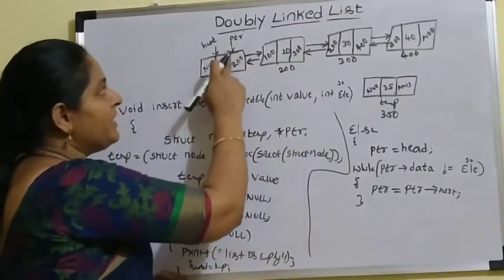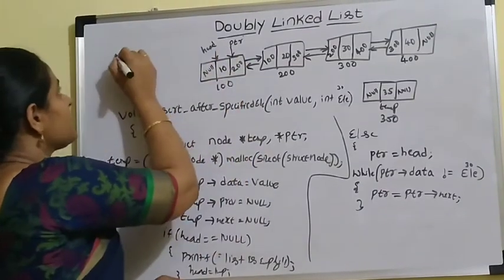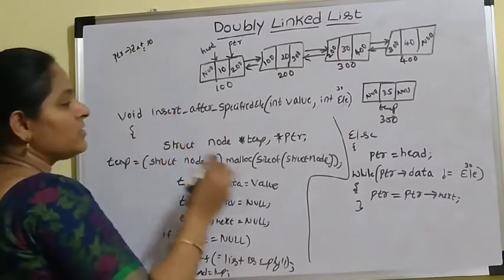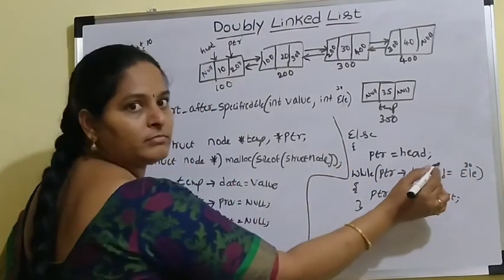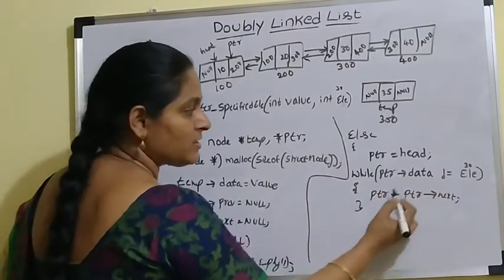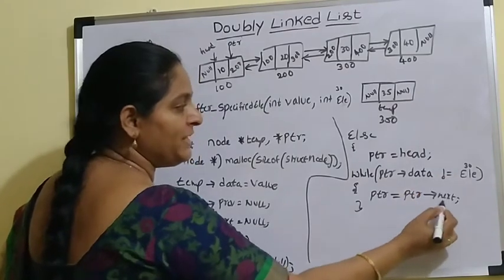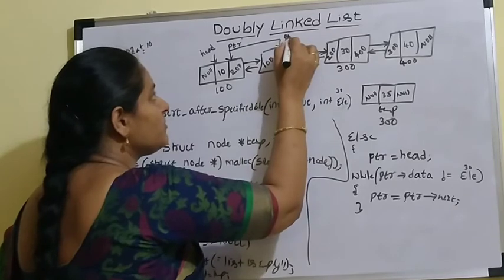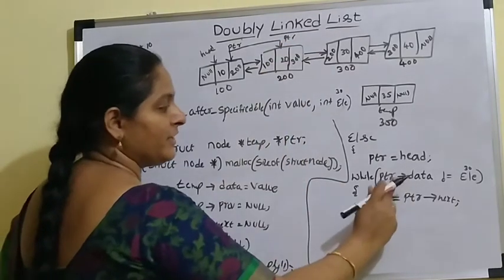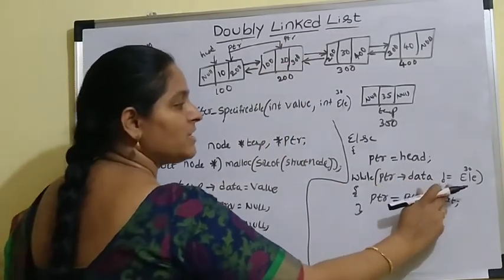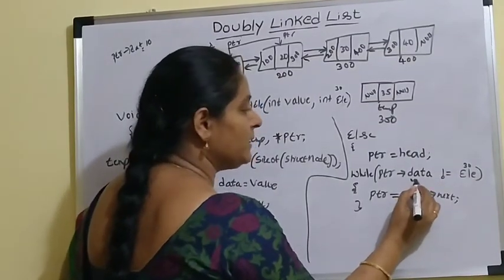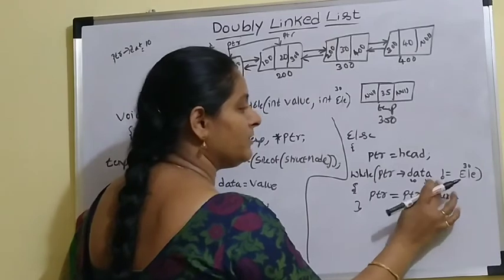Now see, I need to find the 30 in the list first. So first I am verifying PTR data. PTR data is now 10. 10 is not equal to 30. If that is not equal to 30, we move PTR to the next position. So PTR comes to the second node position. Now again I am verifying whether PTR data is not equal to the element. What is the PTR data? 20. 20 is not equal to element 30.